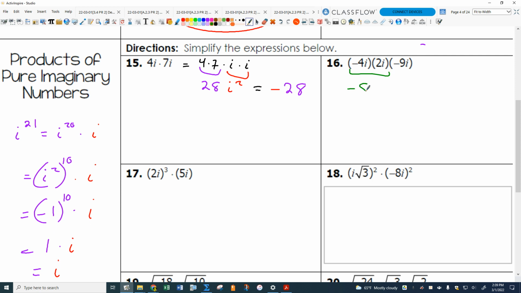So this looks like negative 8 I squared is what all that stuff multiplies to. And the I squared, all that's going to do is just change that sign to a positive 8, right? So all that stuff just becomes an 8. 8 times negative 9I is what? Just treat the I like a variable. What do you get? Negative 72I. That's it. Okay? No big deal.